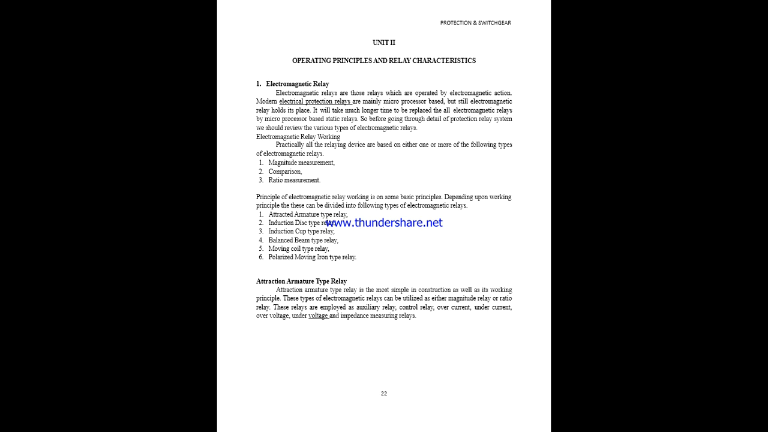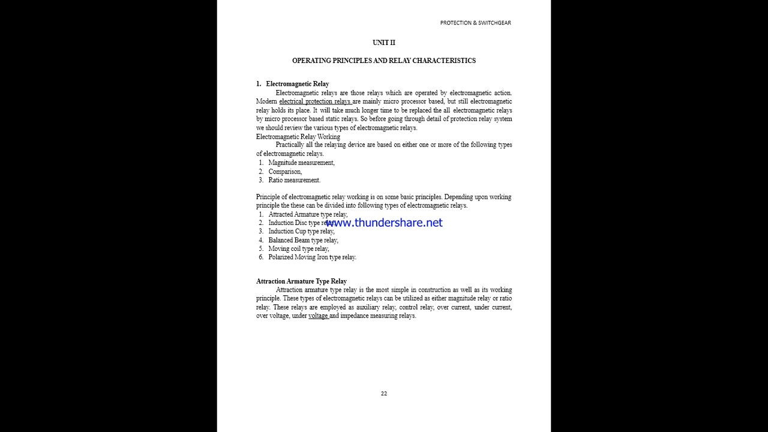Now let us discuss the electromagnetic relay principle. It operates based upon magnitude measurement, ratio measurement, and comparison. The principle works based on the attracted armature type, induction disc type, induction cup type, balanced beam type, moving coil type, and polarized moving iron type relays, and the respective types are discussed below. First, let us take the attraction armature type relay.